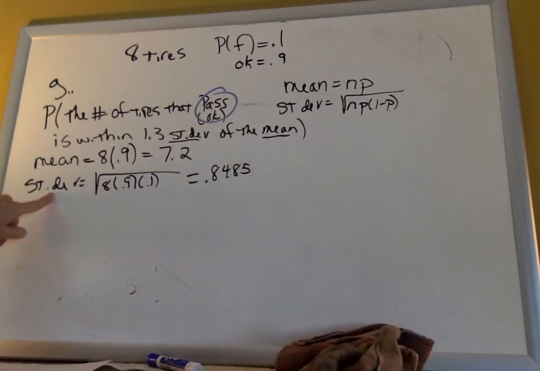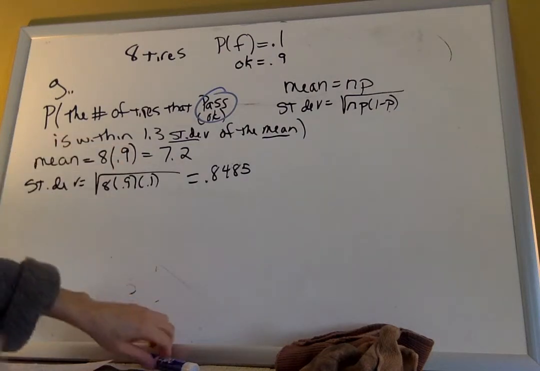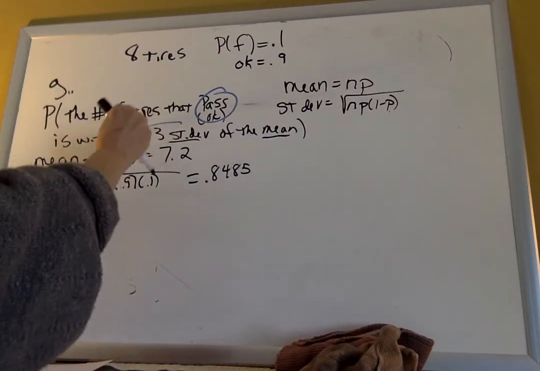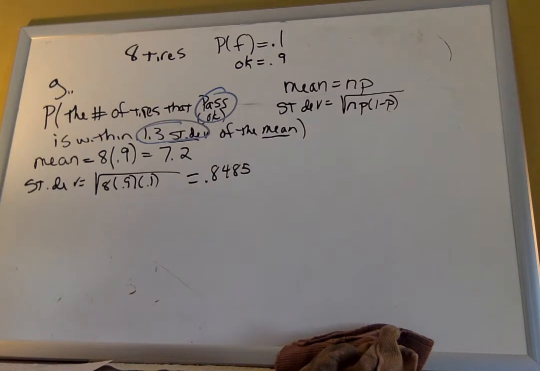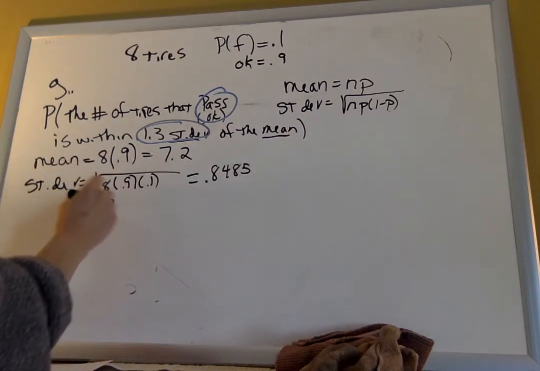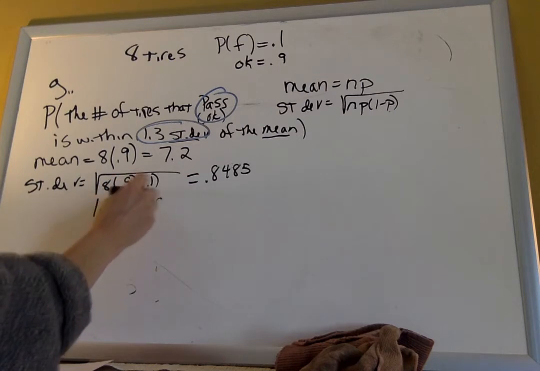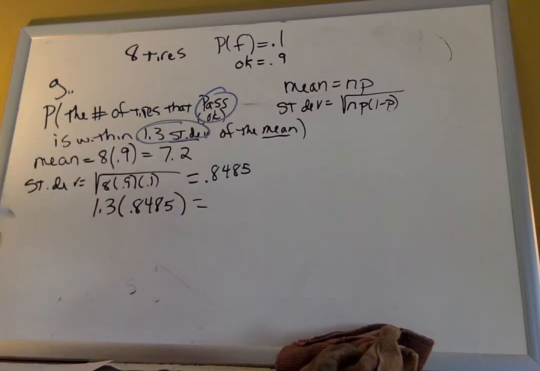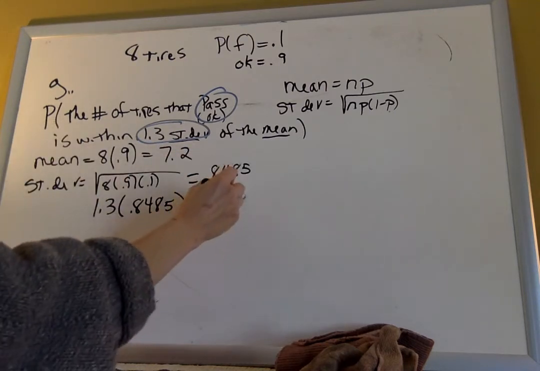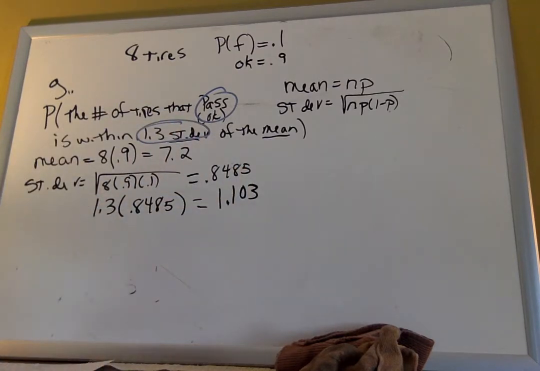Now, that's the standard deviation, right? But this problem asked about being within 1.3 standard deviations. It didn't just say one standard deviation. A problem might say 2 standard deviations, so you'd multiply that by 2. This problem says 1.3 standard deviations. So why don't we go ahead and figure out what that is? That turns out to be 1.103. 1.1 would be plenty for you to be able to figure this out.